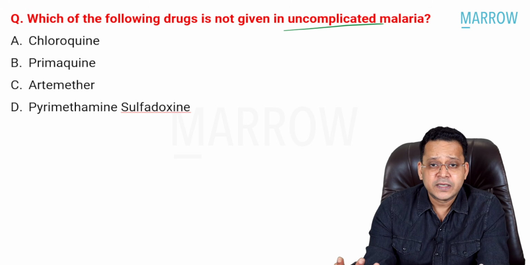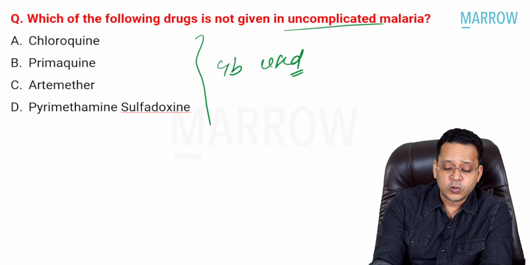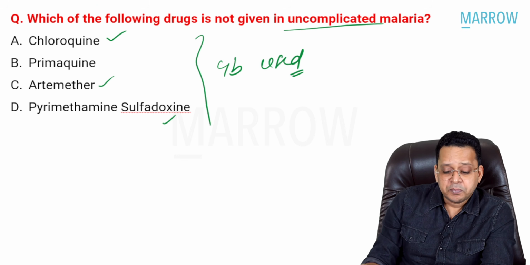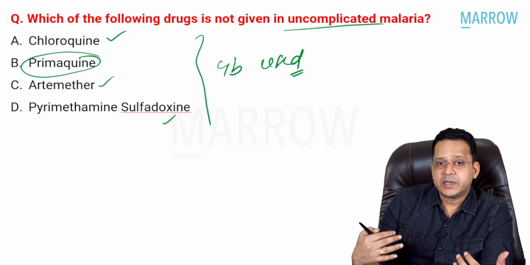Now, as far as I know, pharmacology, all of these drugs can be used. All of the drugs can be used in uncomplicated malaria. Chloroquine can be used. Artemether can be used with lumefantrine. Sulfadoxine, pyrimethamine can be used. So they're used for treatment of malaria, whereas primaquine is used for prevention of relapse of malaria.